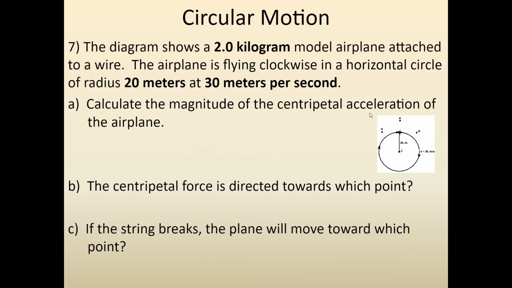This is the last one, so pause the video, work it yourself, and we'll go over it in a second. All right, so given the numbers, we want to find the centripetal acceleration. We just plug and chug. Again, 30 and 20 go into the equation, and we get 45 meters per second squared.